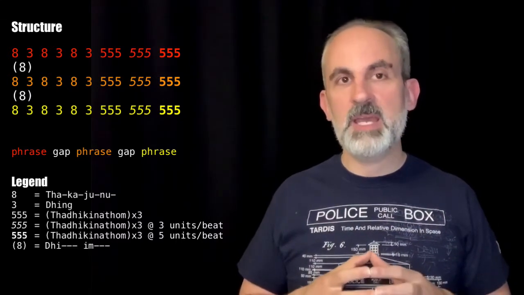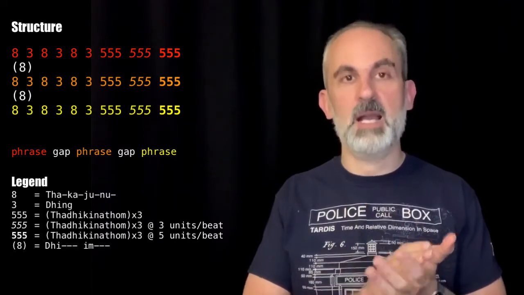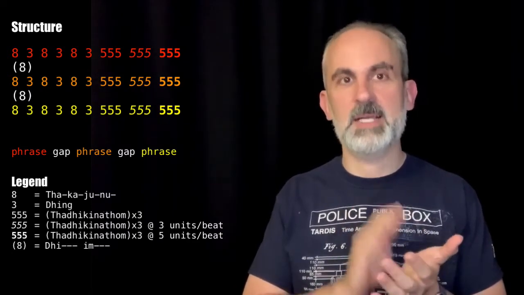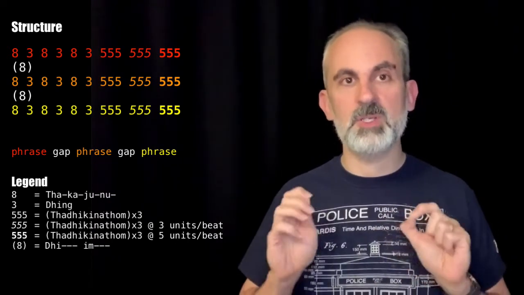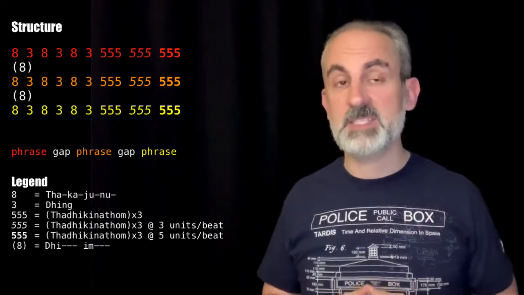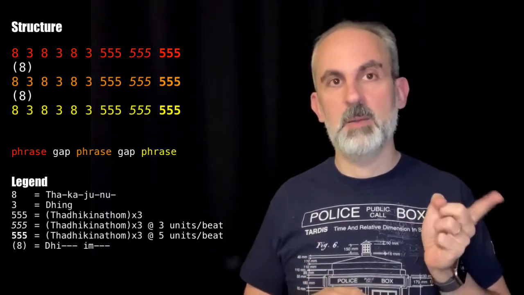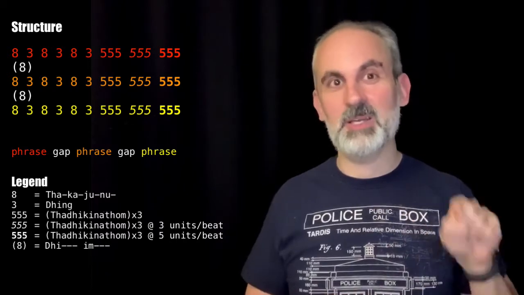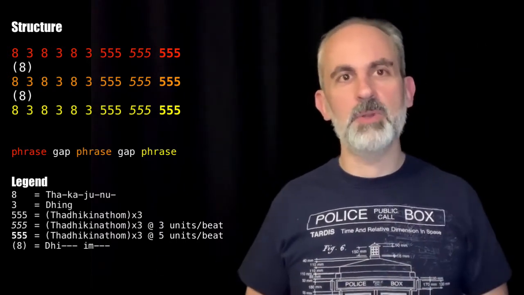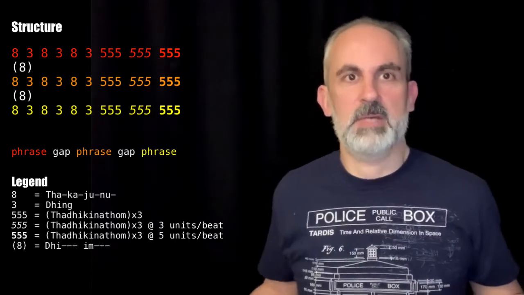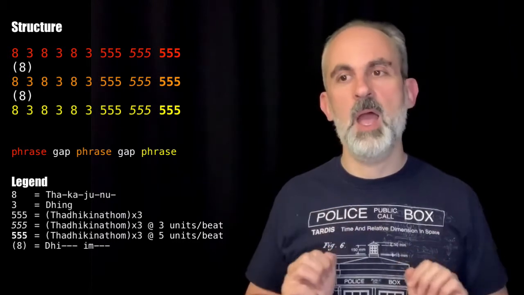And the way that we are playing this is simply taka ju nu-Dhin, taka ju nu-Dhin, taka ju nu-Dhin. This is a phrase which in total is 33 beats that we have seen in other compositions before. 33 is because 8 plus 3 is 11, and we're doing all that 3 times. After that, we have our good old friend 555, which is, as you know, Thadhikinathom, Thadhikinathom, Thadhikinathom.